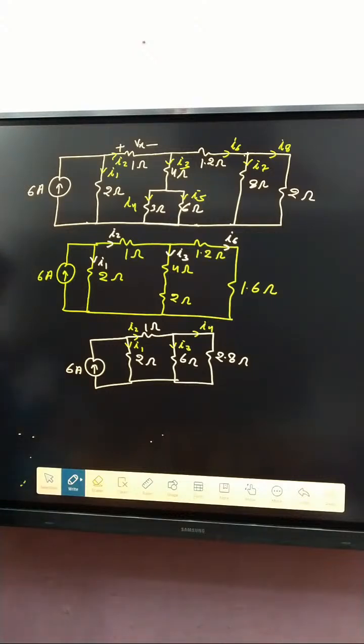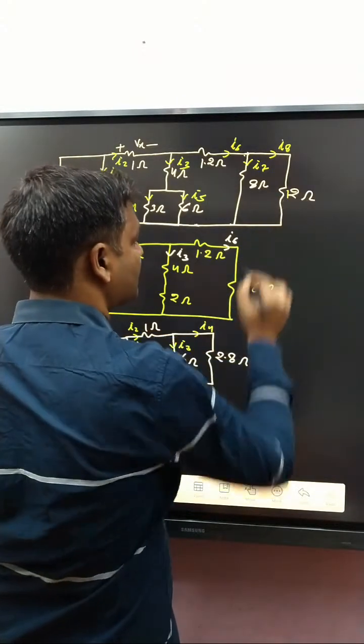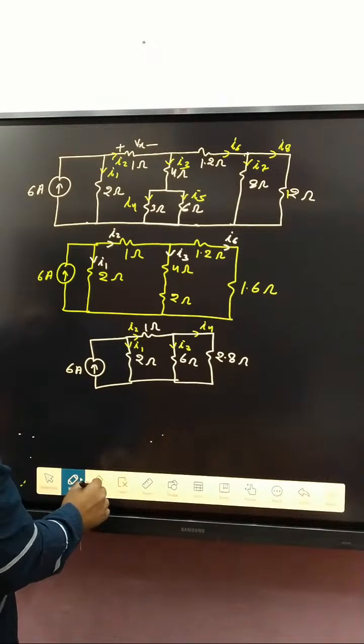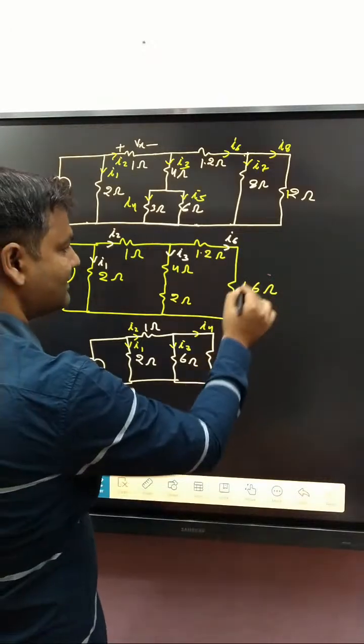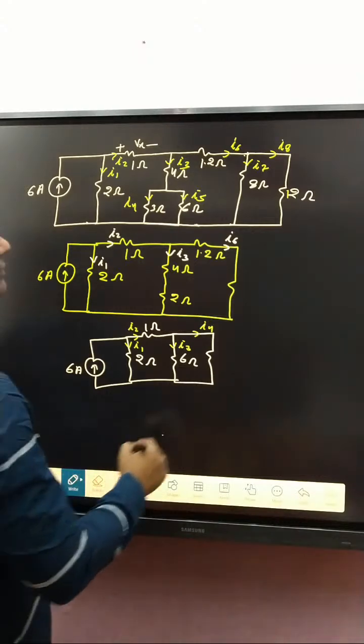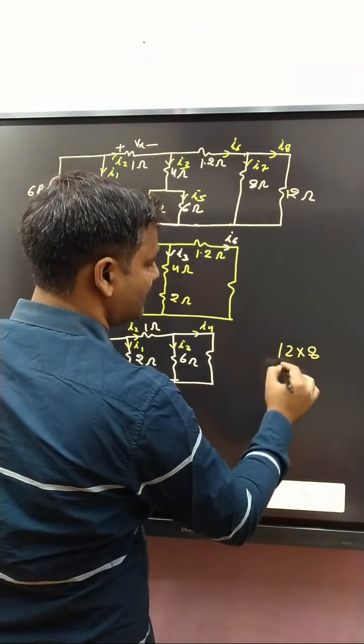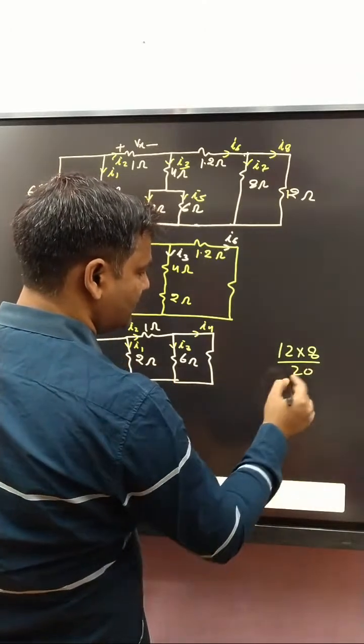Okay? If anyone faced doubt corresponding to any step, then tell me. I will explain again. Okay? 3, 6, okay, that is 4. That one, basically this one is a 12. Okay, if this one is a 12, it means 12 into 8, 12 into 8 divided by 20. So we got how much?